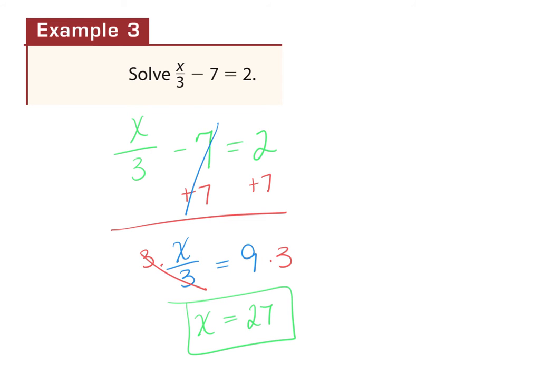Caleb, how would I check it? You do 27 over 3 equals 9. So we have 9. And is that a true statement? Yeah. There we go. We know it's correct. All right.